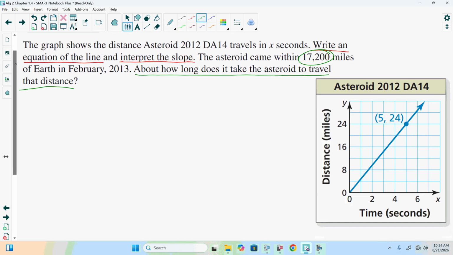So we need to write the equation of a line, interpret the slope, and then figure out how long it takes to travel 17,200 miles. Well, if I want to find the equation of a line, I need either the slope and the y-intercept or slope and a point, yes? Do we know what the slope is? No. So let's find it first.